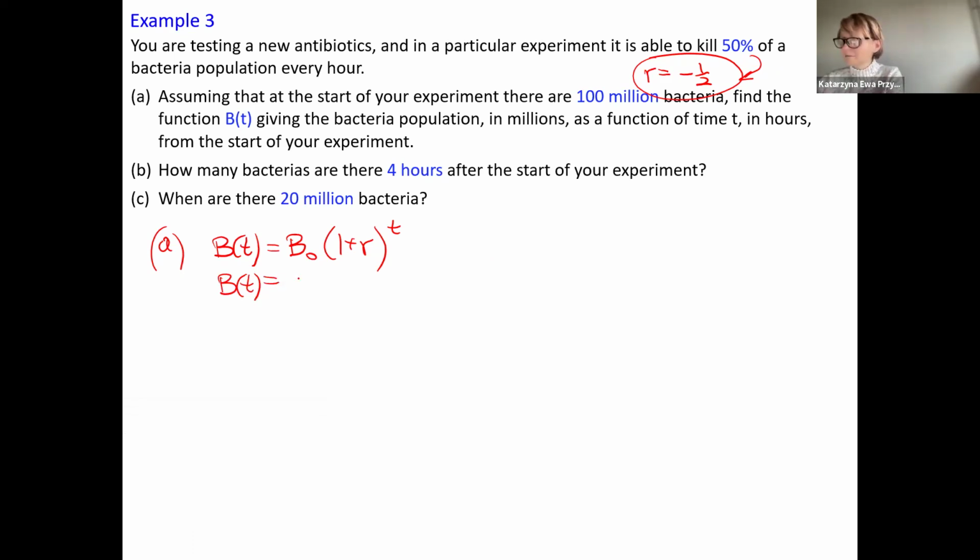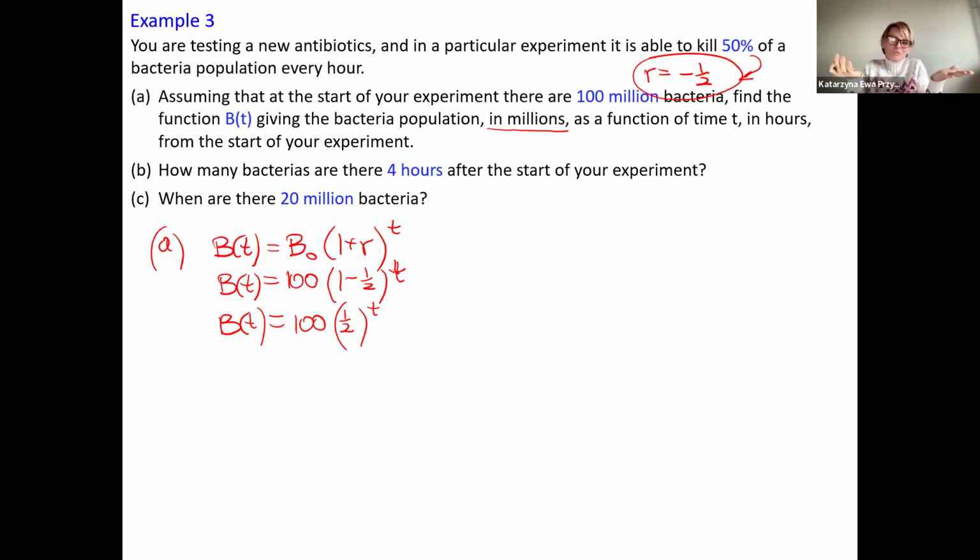It starts at 100 million. We can just put 100 because everything is in millions. And then I can put 1 minus 1/2. Okay, that means, yes, somebody gave us the answer and it's the correct answer: 100 times 1/2 to the power of t. Yes, Lara gave us. Good. That's the model. As soon as we have a model, we can do everything.